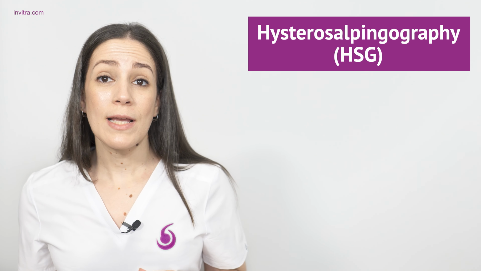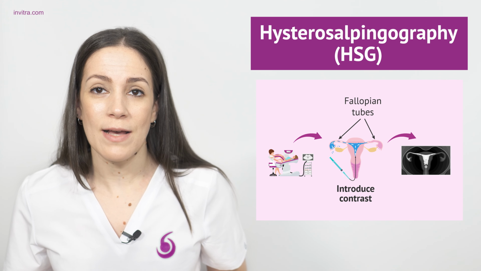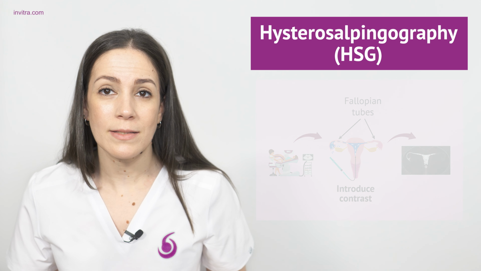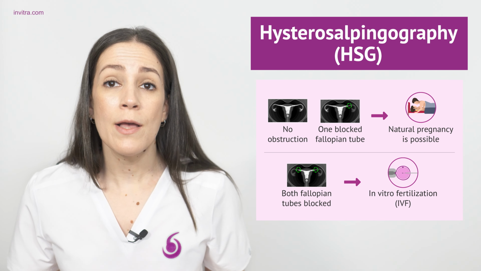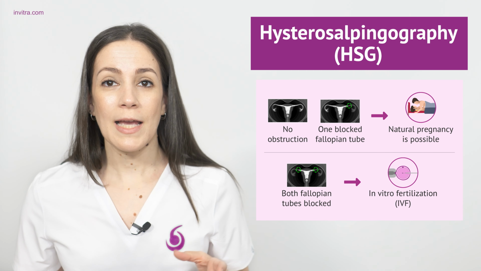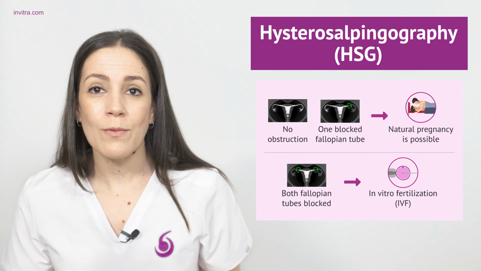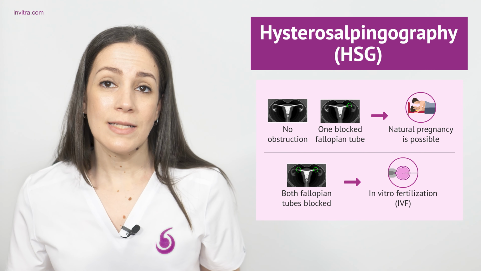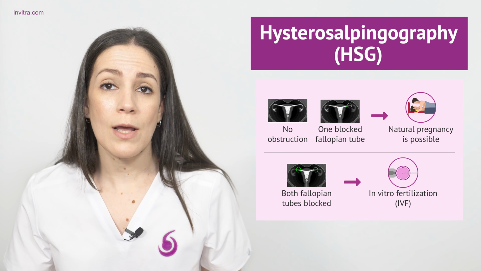In order to diagnose a tubal problem, a hysterosalpingography is usually carried out. This test allows us to assess whether the fallopian tubes are permeable. If at least one of the tubes is permeable, that is, it is not obstructed, pregnancy could occur. Conversely, if both fallopian tubes are blocked, the necessary meeting between the ovum and the spermatozoon for fertilization will not take place. Given this situation, it will be necessary to resort to in vitro fertilization to seek a pregnancy.